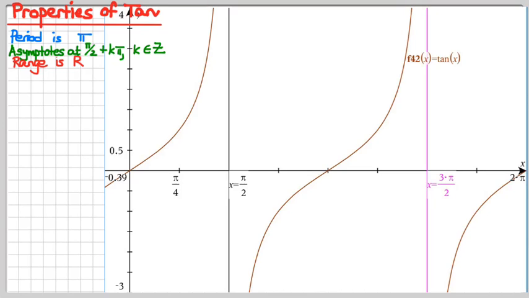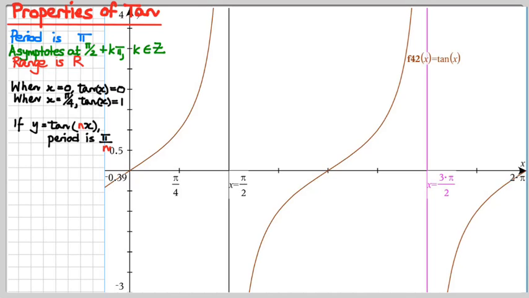The range goes from minus infinity up to plus infinity, doesn't it? And when x is 0, tan of x is 0, and when x is pi on 4, that's a point of scale for you, a nice convenient one. When x, or theta, is pi on 4, we have 1, because tan of pi on 4, or 45 degrees, is 1. Now, if you have y equals tan nx, the period will be pi over n, not 2 pi over n, just pi over n for tan, different from sine and cos. There's your point of scale there, that point there. You can see what we're doing.